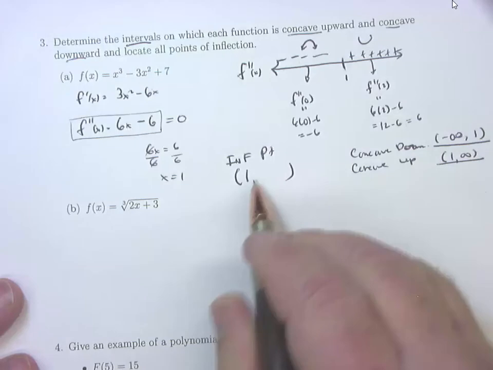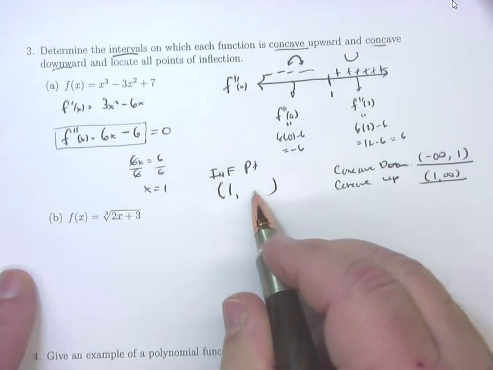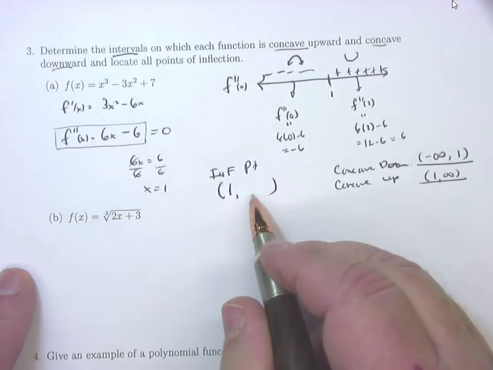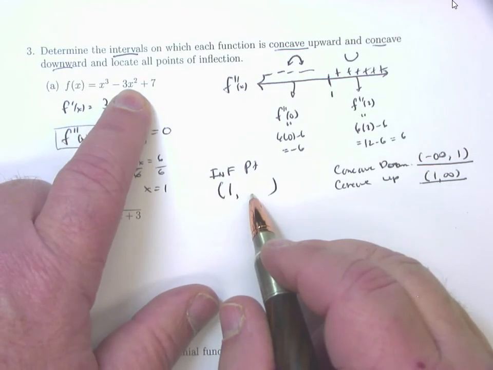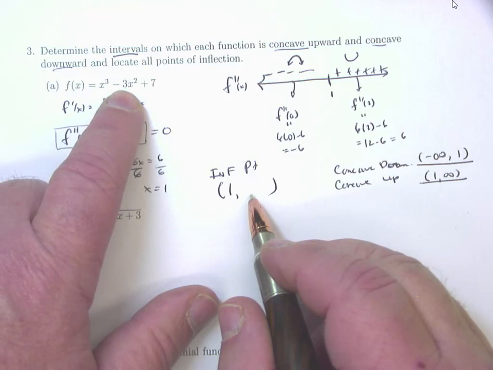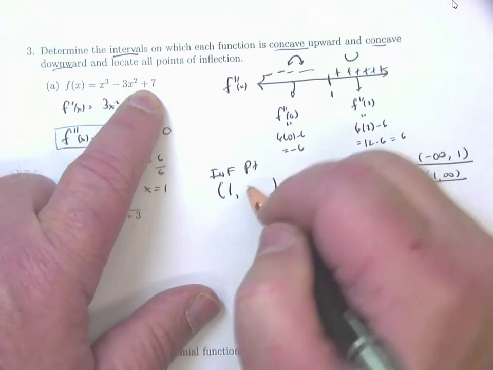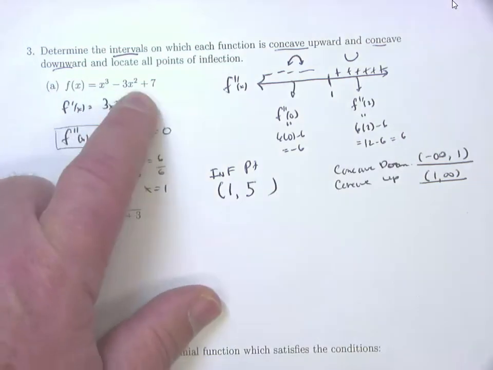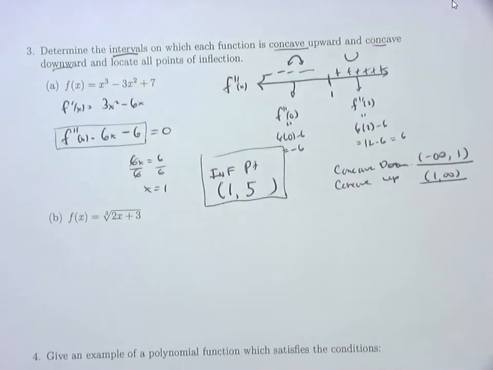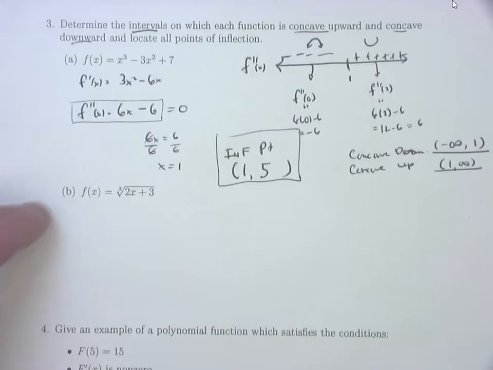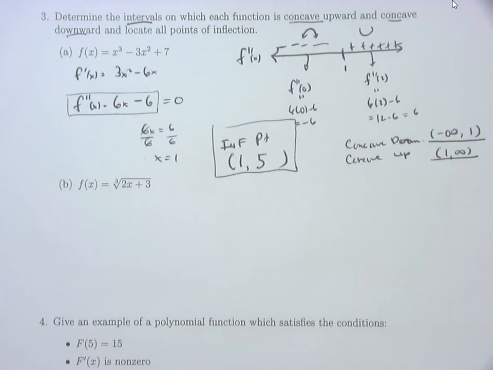How do I get the y-coordinate? What am I going to do? Plug it back into the original equation. 1 cubed is 1. 3 times 1 squared is, well, it's just minus 3. 1 minus 3 is negative 2. Plus 7 is 5. I plugged into the original equation. There's my inflection point. Does that make sense? We'll do these other two next time, and then we'll move on into section 4.1B.